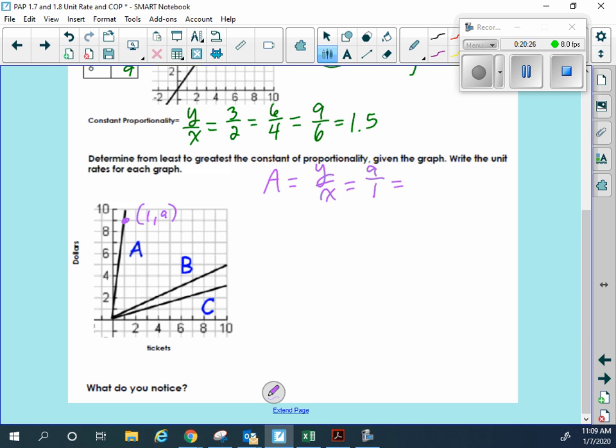Okay, it wants us to write the unit rate, so I can't just leave it as 9 over 1, because unit rates must include units, that's the word I was looking for. So this would actually be $9 per ticket. Okay, I did the first one for you. I would like for you guys to do B and C on your own and then rank them from least to greatest.